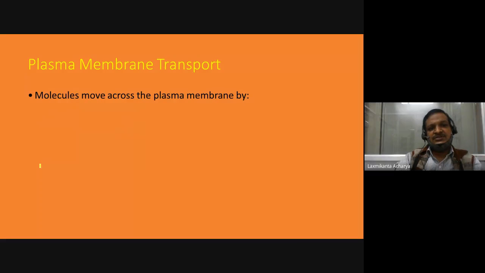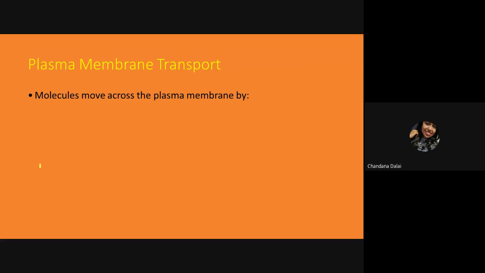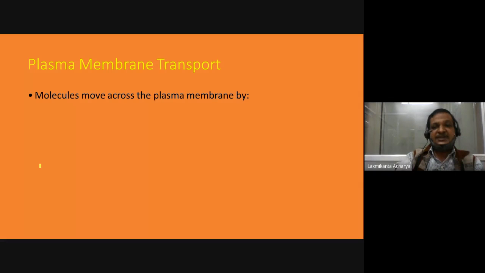After going into this plasma membrane transport, these molecules, they move across the plasma membrane.